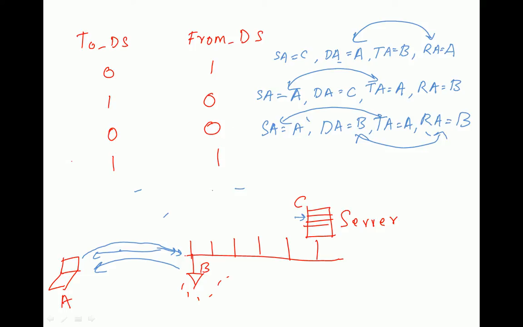Now let's look at the final condition, where the to_ds bit and the from_ds bit are both 1.